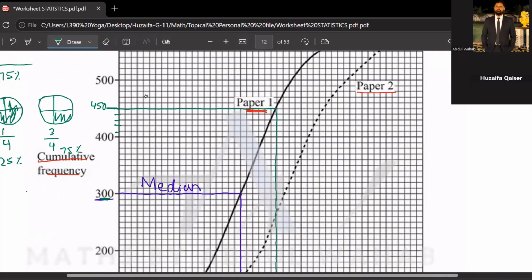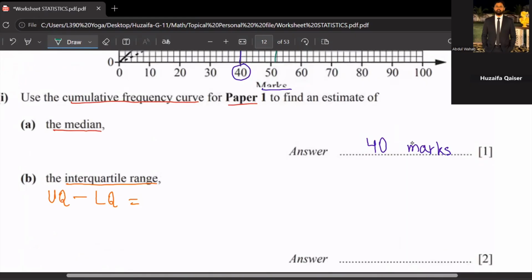So for the upper quartile, we have the value 51, not 52. Is that okay?